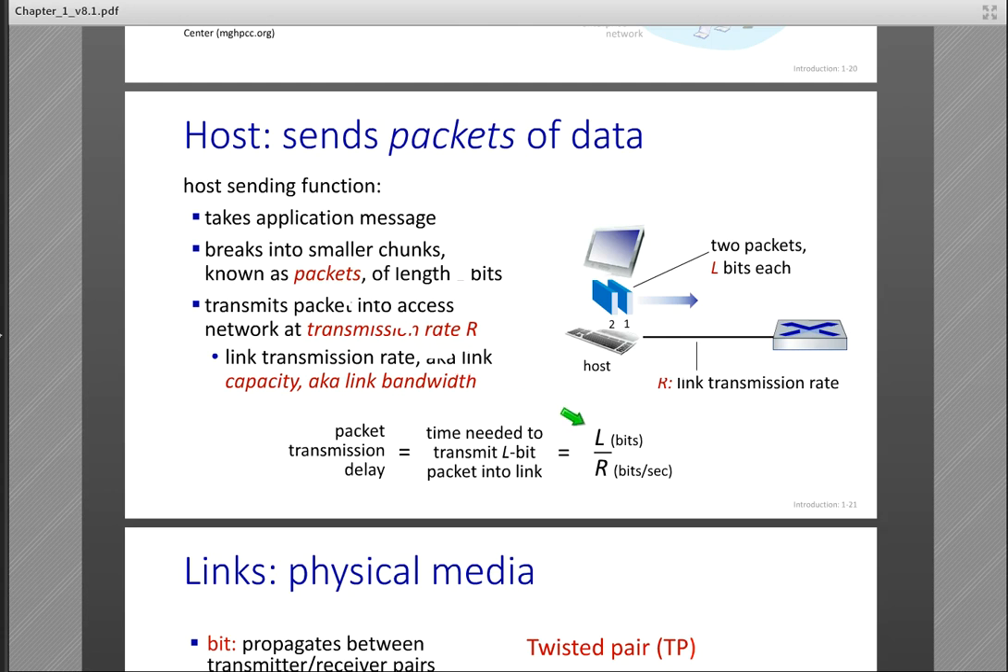So simply, we can say, okay, a packet with L bits would be transmitted in the time of L divided by R seconds. We call this transmission delay, packet transmission delay. It is the time that a packet takes to be transmitted over the network. L divided by R. L is the length of the packet and R is the transmission rate of the network.